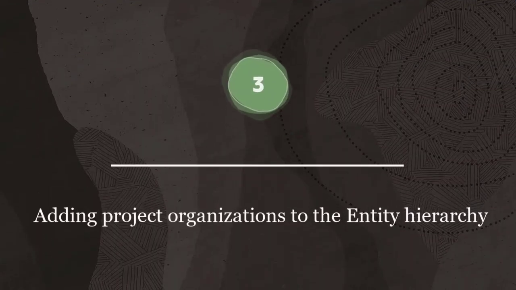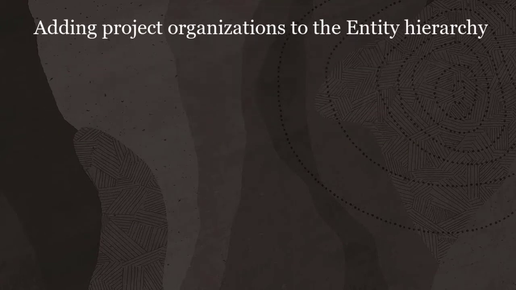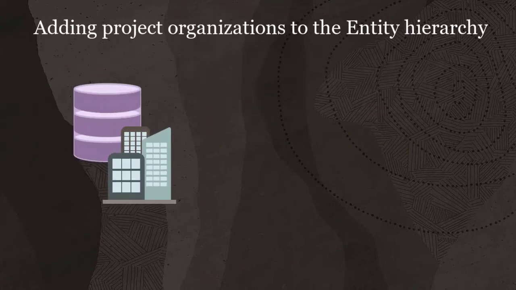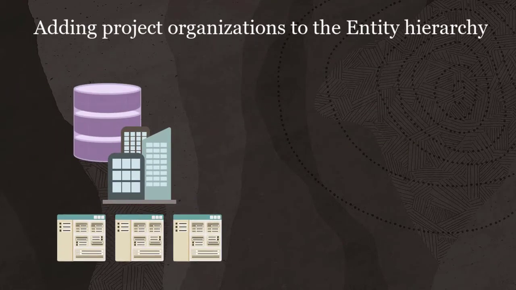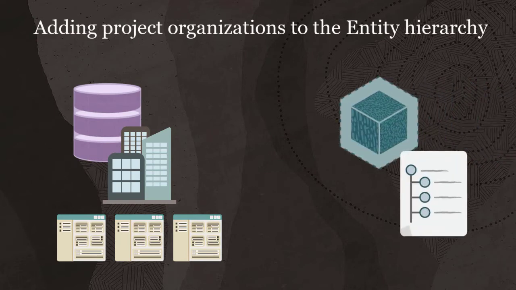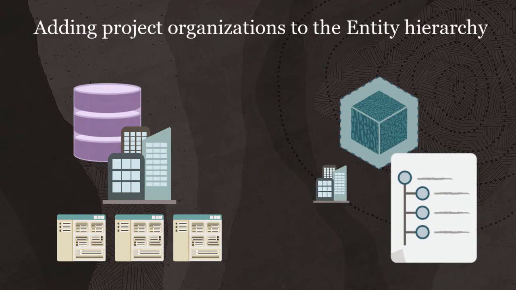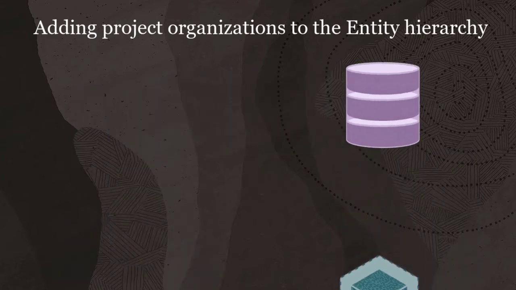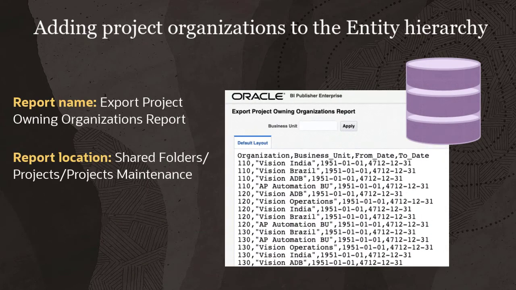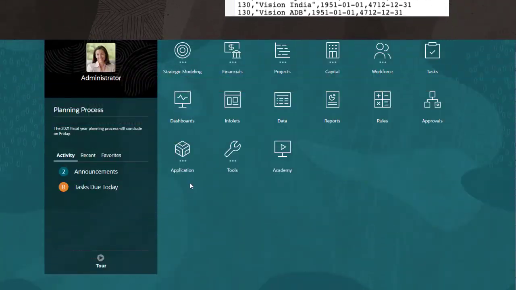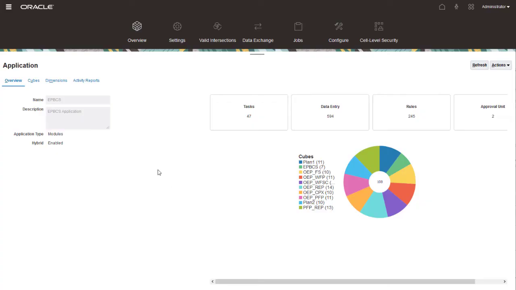Step 3. Adding project organizations to the entity hierarchy. In Project Management, the project owning organization controls which organizations can own a project. For integration purposes, these organizations correspond to leaf-level members in the EPM Planning entity hierarchy. You can run the Export Project Owning Organizations report in Project Management and then format the data for import into EPM Planning. Let's open the entity dimension.